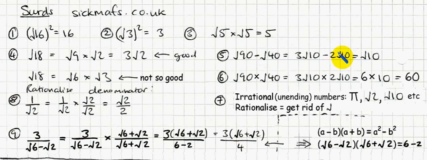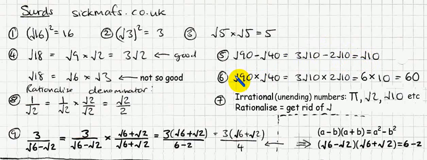Now, what is 3 root 10 take away 2 root 10? Well, I've got 3 of these square root 10s, and I've got 2 of these square root 10s. I've started off with 3, and I'm going to get rid of 2 of them, which leaves me with 1 of them. 1 square root 10, and that's the answer. That's the most simplified version.